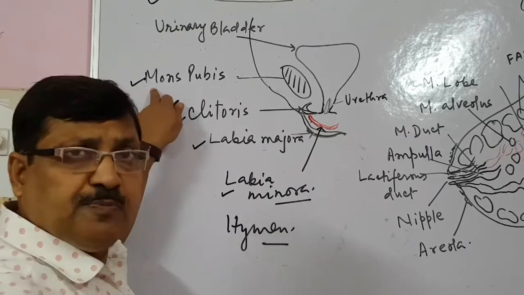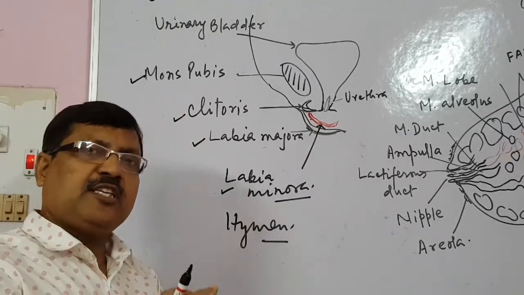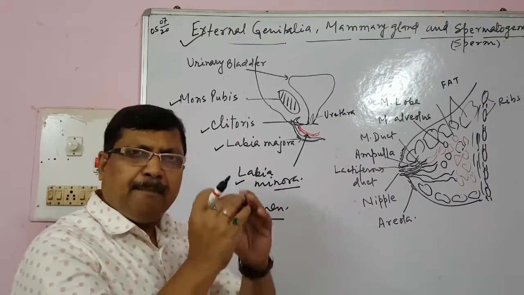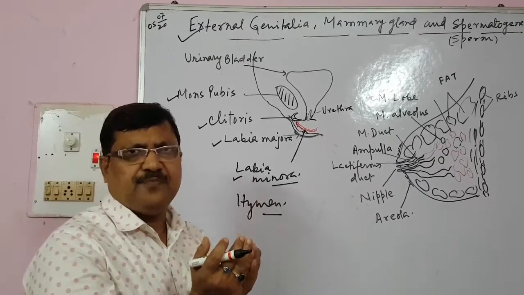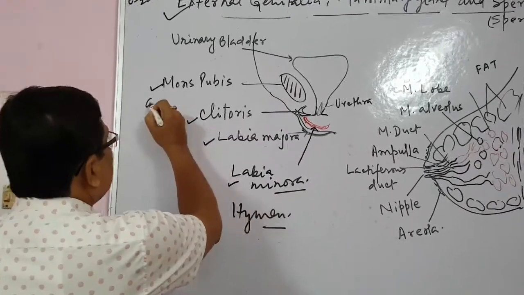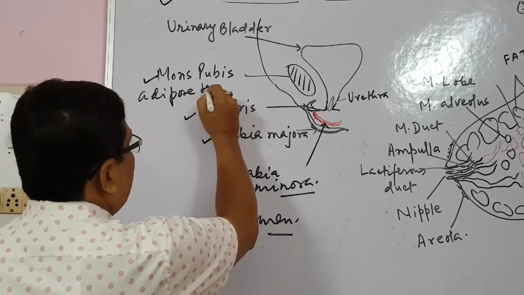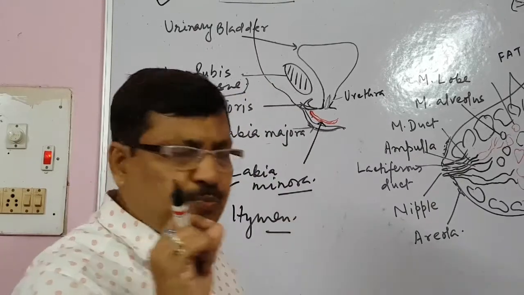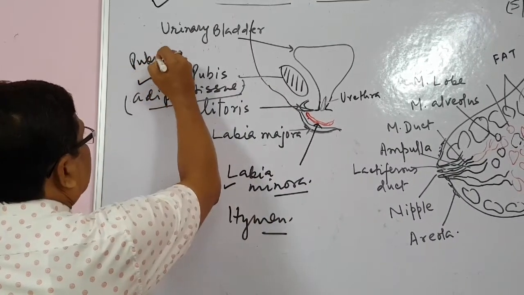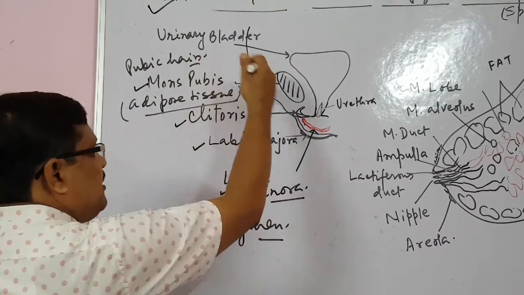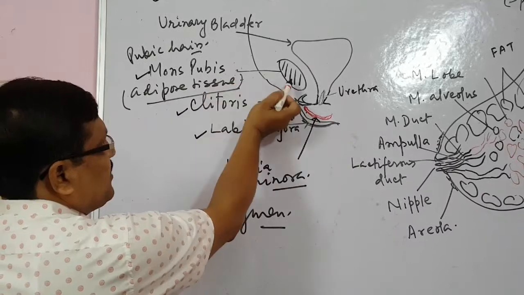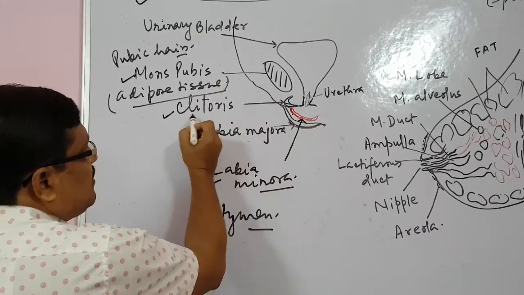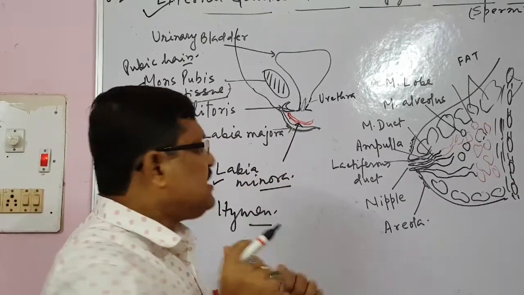The first one is the mons pubis. Mons pubis is the upper part, which is bulged and has a pad-like or cushion-like structure mainly composed of adipose tissue. This part has adipose tissue as well as pubic hairs. Just below the mons pubis is the clitoris, which is a bean-shaped structure.